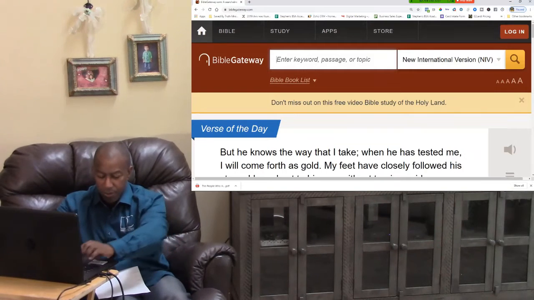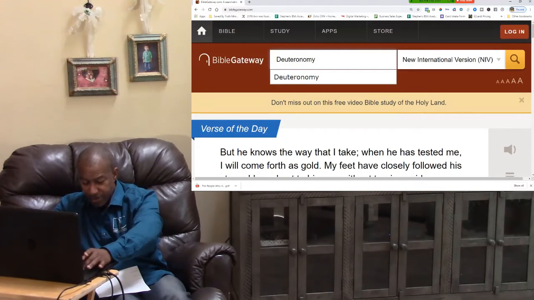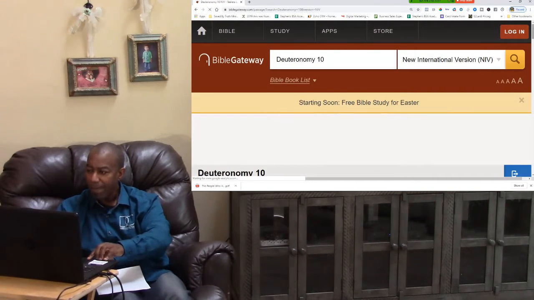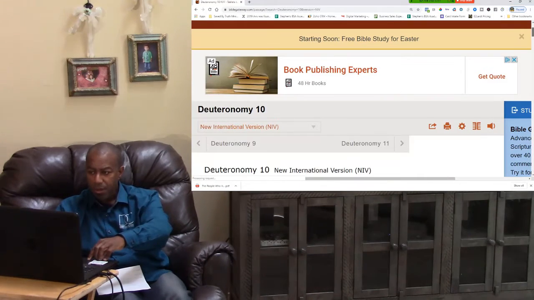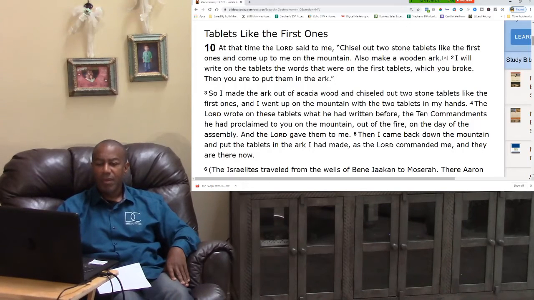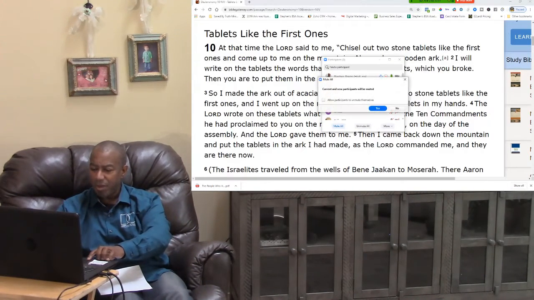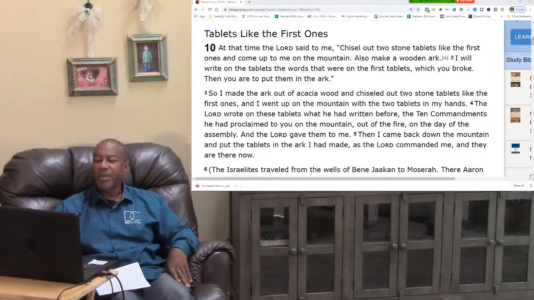Let's read Deuteronomy 10. We're going to start in verse 1. It says, "At that time, the Lord said to me, chisel out 2 stone tablets like the first one and come up to me on the mountain. Also make a wooden ark."